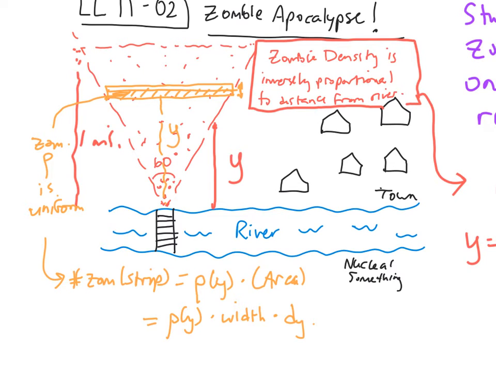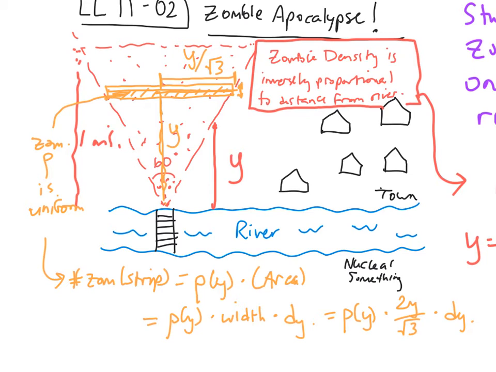Well, now we need to use a little bit of what we know about trigonometry. We know that if the angle here is 60 degrees, that makes half of that angle 30 degrees. And I know for a 30, 60, 90 right triangle, the ratio of this side length to this side length is going to be square root of 3 to 1. So that's going to make this y over root 3. And so the width of that strip is going to be twice that. So I'm going to have rho of y times the width, which is 2y over root 3 times dy. And then that's the total number of zombies in one strip there.